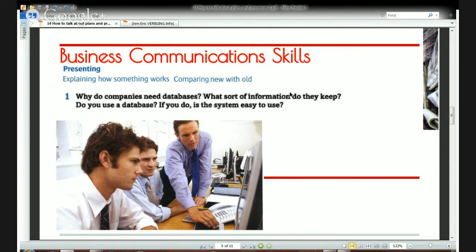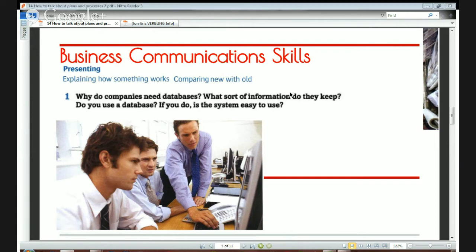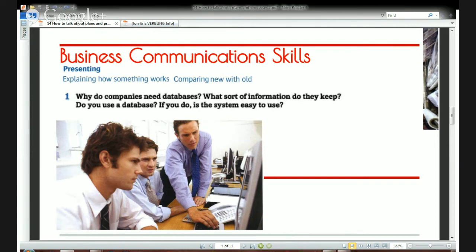Why do companies need databases? We're going to be listening in on a conversation, but the conversation is about databases. So first, we got to clarify what a database is and why companies need them, what sort of information they keep. Do you use a database? So let me just start here with a little bit of background.